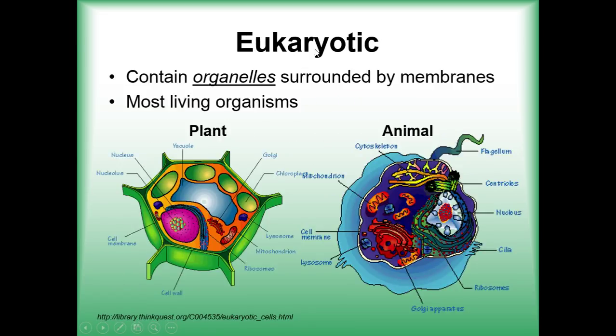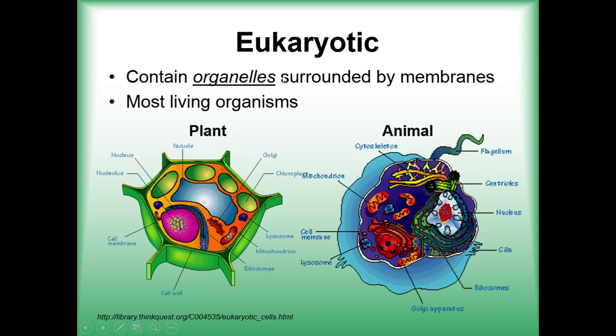Eukaryotic cells, or true cells, have a true nucleus. You see right here, this is a membrane that separates the DNA. Not only do we have a true nucleus, but if you look inside, you see all kinds of other little structures that are all separate with their own little membranes. We call these little structures that have membranes in eukaryotic cells organelles.